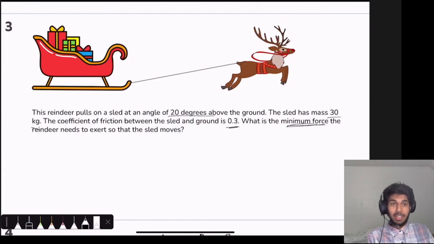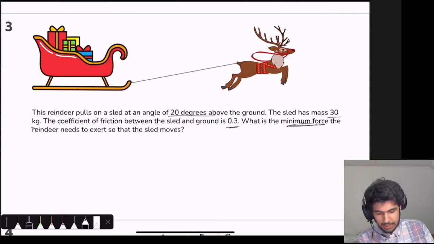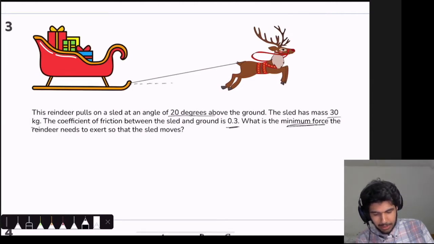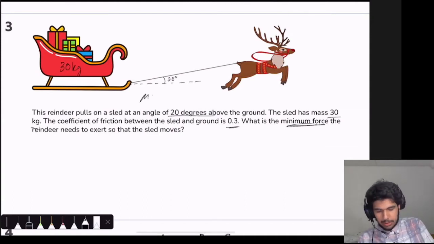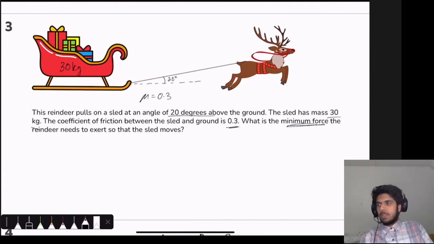Okay, this seems like a new kind of question, but I assure you it's very similar to things we've done before. First, 20 degrees above the ground. Let's just sort of label that. So the ground is that kind of parallel thing, and so this is 20 degrees. This is 30 kilograms, and mu equals 0.3. Okay, so what is going on here? What do we need to do? This seems a little bit complex.